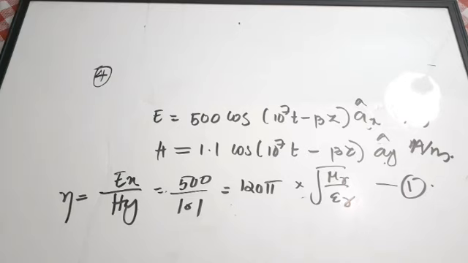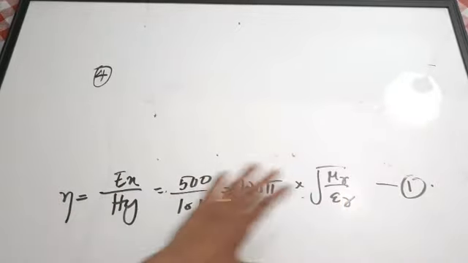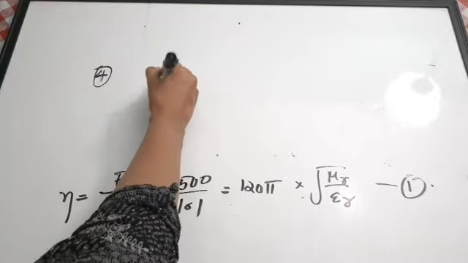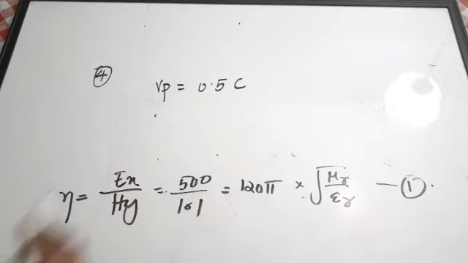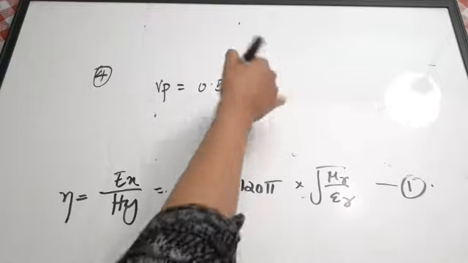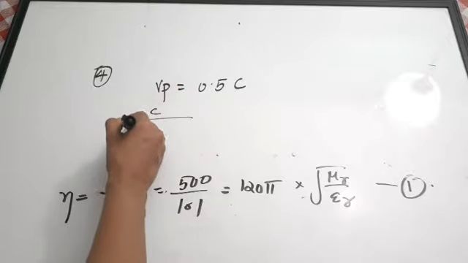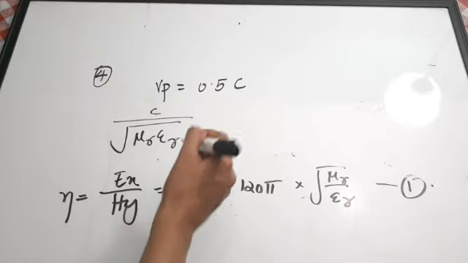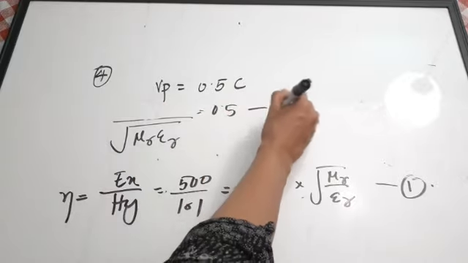The second relation is taken from Vp equal to 0.5 c. Okay, so please note this first relation. The second relation, it is given that Vp equal to 0.5 c. Also the value of c is given to you as 3 into 10 raised to 8 meter per second, but we don't need the value for c here. Now Vp, we know that Vp can be written as c by square root of mu r epsilon r, and this is equal to 0.5 c. So this c and c get cancelled, and this is our second relation.